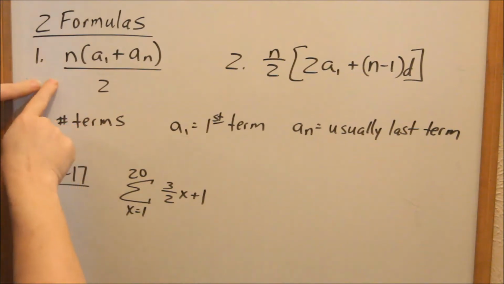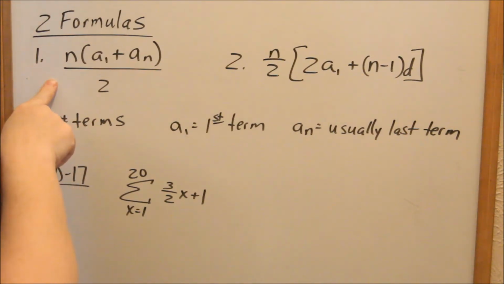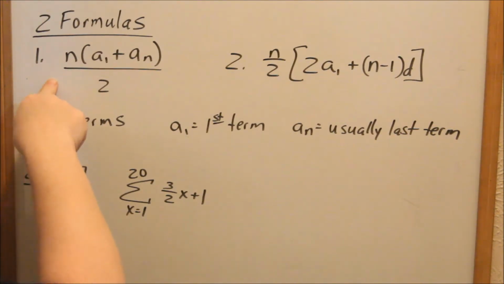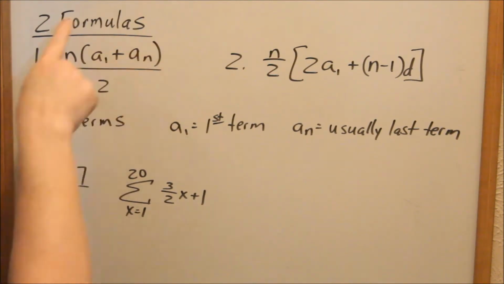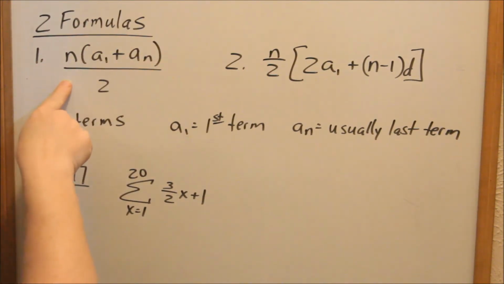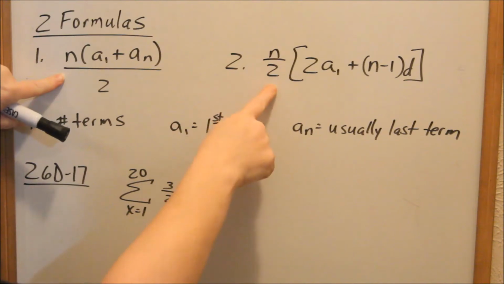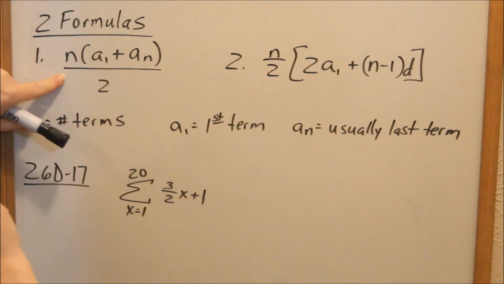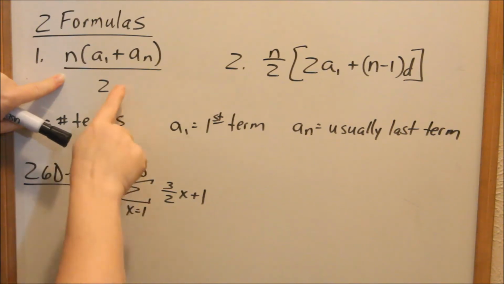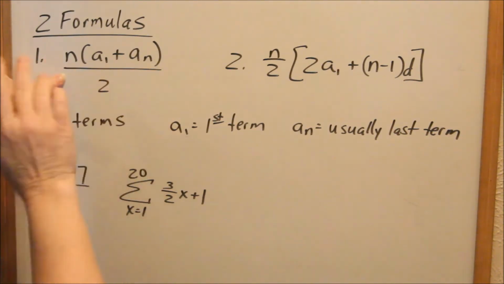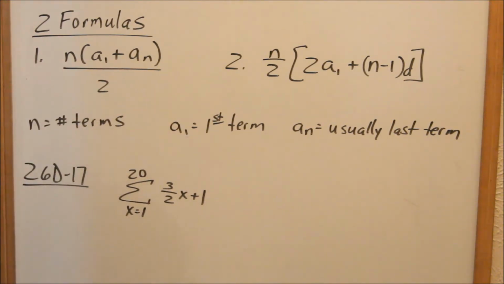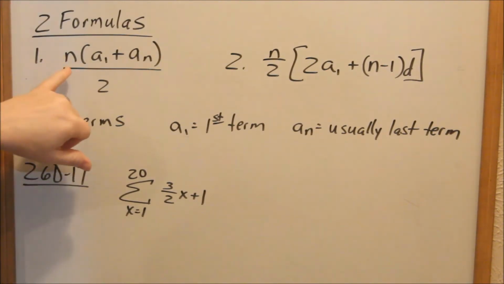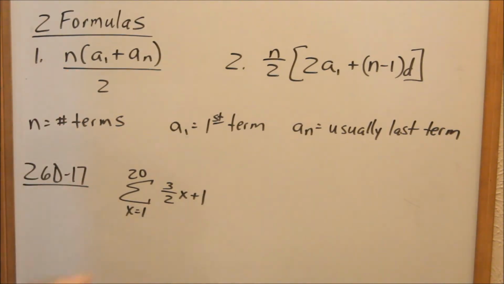I generally like this first formula better because I don't need to know the common difference, so I will use this one 99% of the time. I only use the other just to prove that you will get the same answer. It doesn't matter which formula you use, it's a personal preference. Again, N equals the number of terms in the sequence, A is your first term, and A sub N is usually your last term.